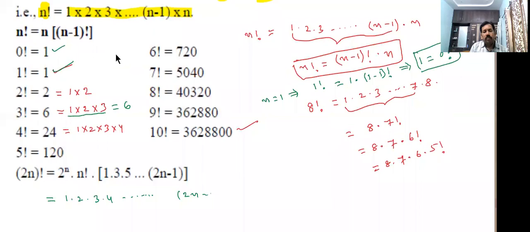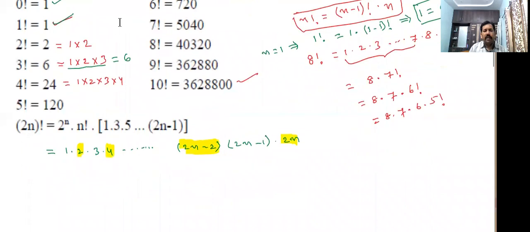2n minus 2, 2n minus 1, finally 2n. Here some even numbers are there. 2 is an even number, 4 is an even number, 2n minus 2 is also even, 2n is also even. Write those even numbers separately.